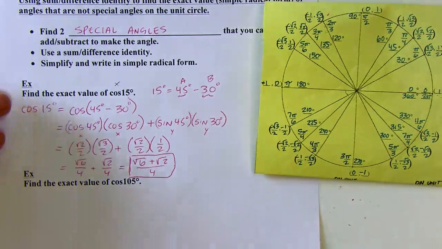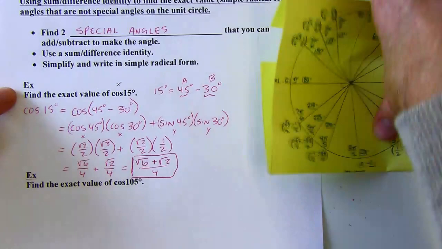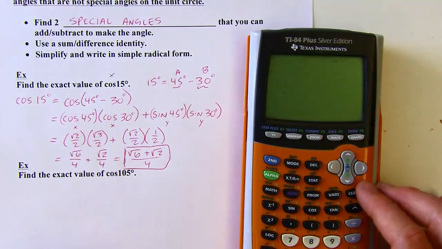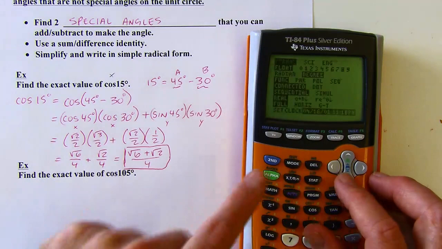Okay. Now, you could test this with a calculator. I can put the cosine of 15 degrees into my calculator. It's going to give me a decimal. Let me make sure I am in degrees.